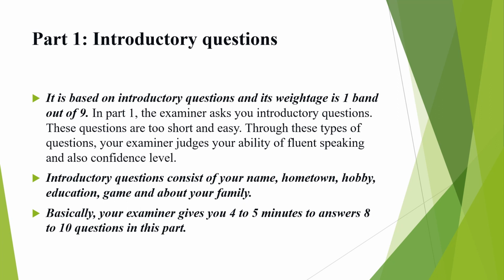Part 1, introductory questions. It is based on introductory questions and its weightage is 1 band out of 9. In part 1, the examiner asks you introductory questions. These questions are short and easy. Through these types of questions, your examiner judges your ability of fluent speaking and also your confidence level. Introductory questions consist of your name. They can ask you about your hometown, your hobby, your education, your favorite game, and your family. Basically, your examiner gives you 4 to 5 minutes to answer 8 to 10 questions in this part.